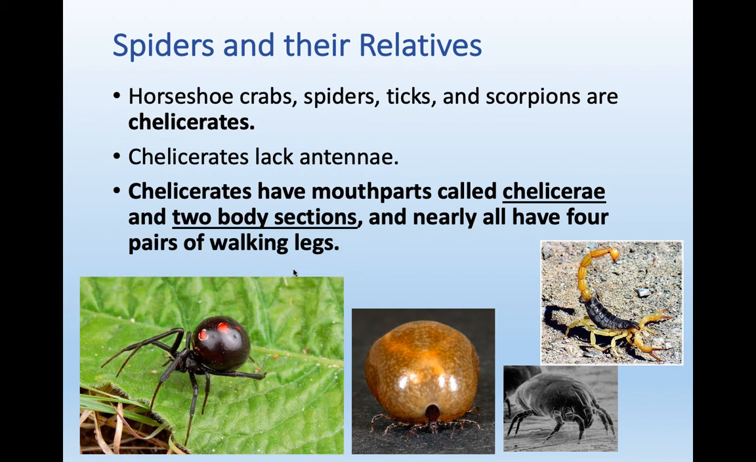They also have only two body sections. So they have a cephalothorax, just like crustaceans, and then they have an abdomen part. In terms of the number of walking legs, while crustaceans have 5, spiders and their relatives have 4 pairs of walking legs.